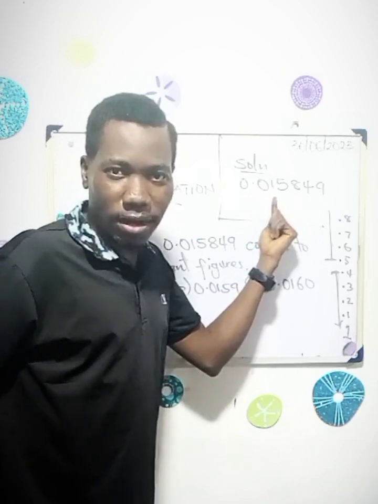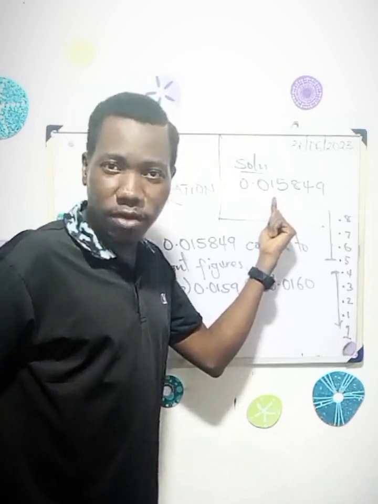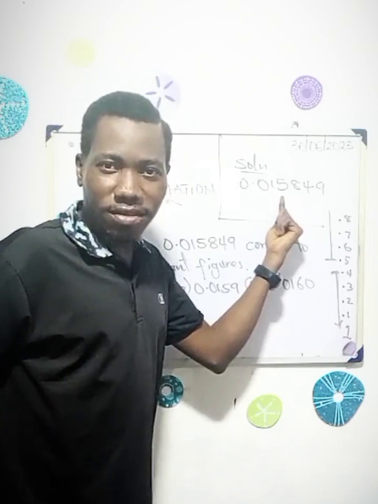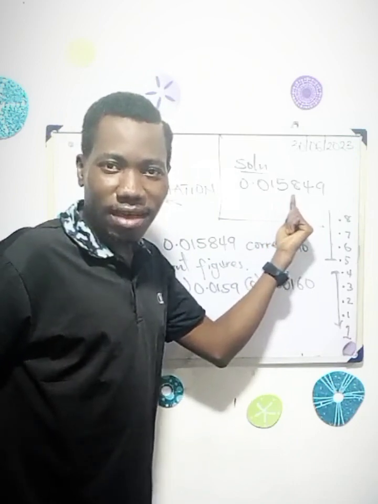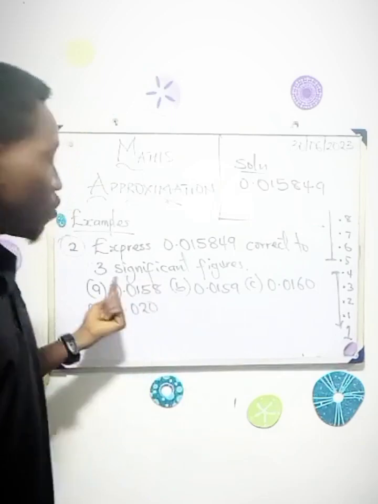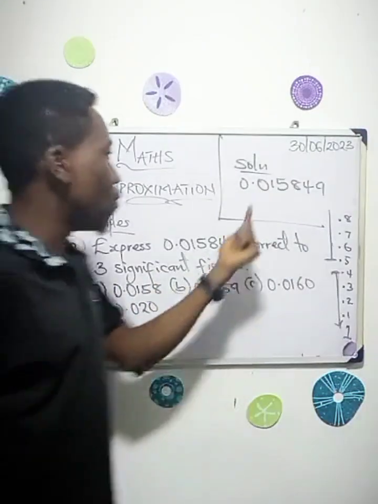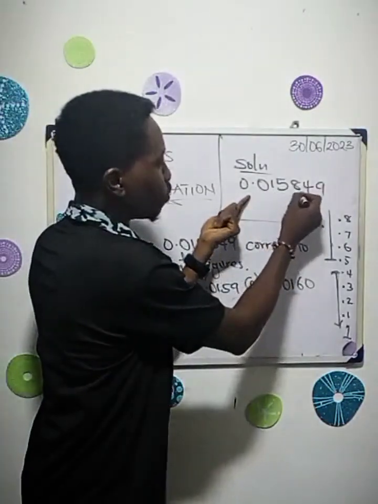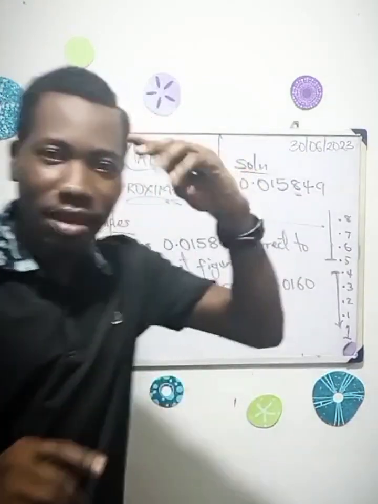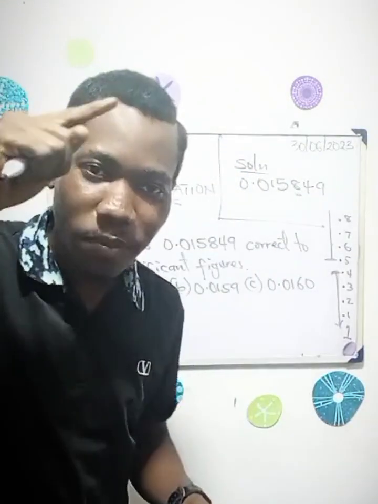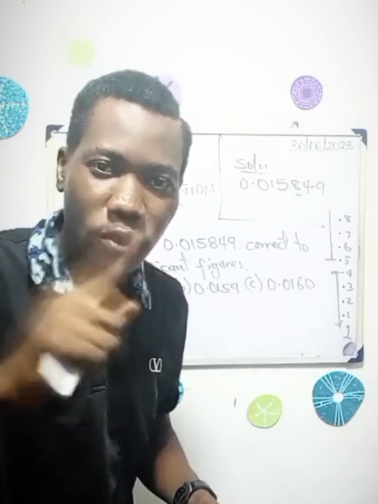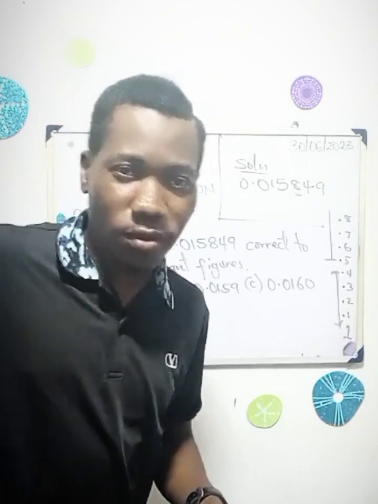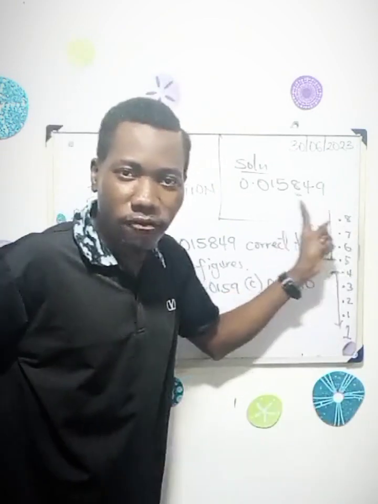So we have 1 here as our first significant figure, 5 as a second significant figure, 8 as a third. We're told to approximate to three significant figures, alright? So 1, 2, 3, this is the third one. Remember the three steps again. The first one is what? Locate the place. The second one is what? Check the next number to the right. In this case, to the right, we have 4, alright?